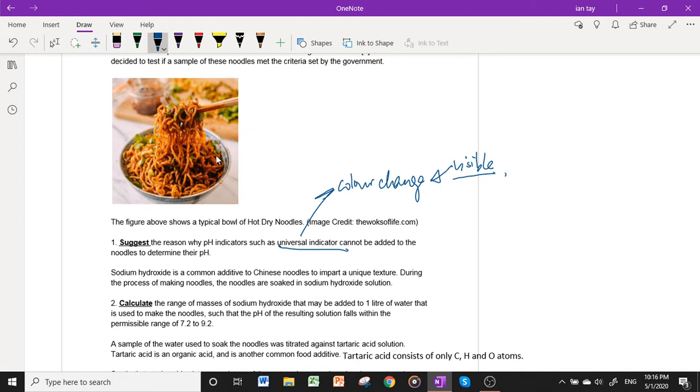The hot and dry noodles are brown in color, a very dark and delicious brown color. So it is likely that any color change that the pH indicator will undergo would be very difficult to see and be obscured by the delicious brown sauce. And so that is why it cannot be used to determine their pH.